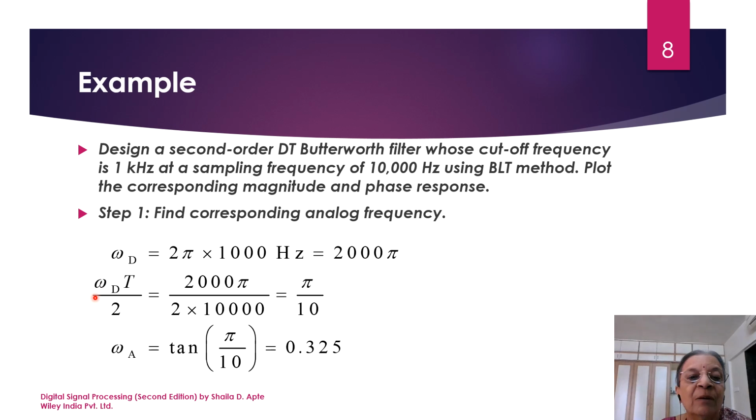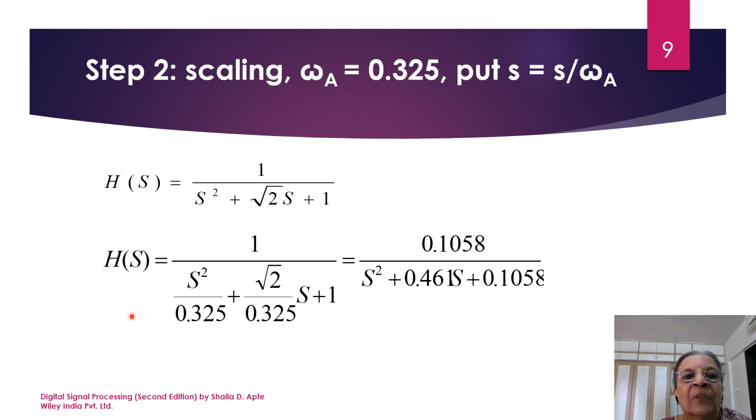What is omega dt by 2? We can just calculate 2000 pi into t, which is 1 upon fs, so 1 upon 10,000, because 10,000 is the sampling frequency. This 2 is there, so you get pi by 10. Now calculate omega a as tan pi by 10, so it comes to 0.325. So this is the corresponding analog cutoff frequency for which we have to design the filter.